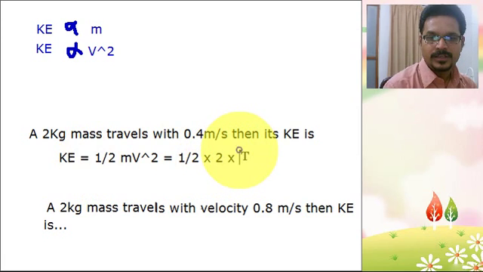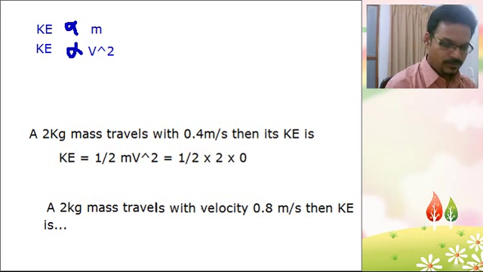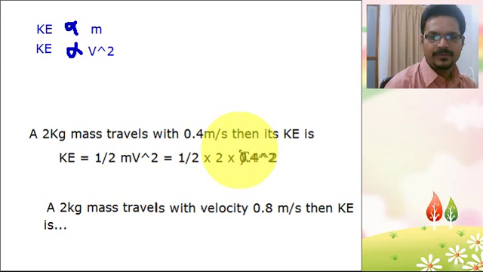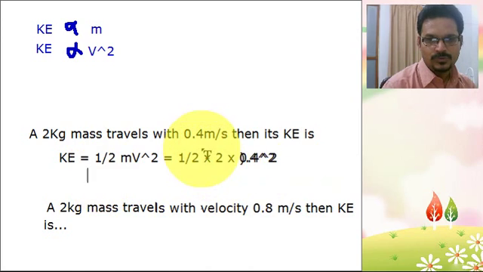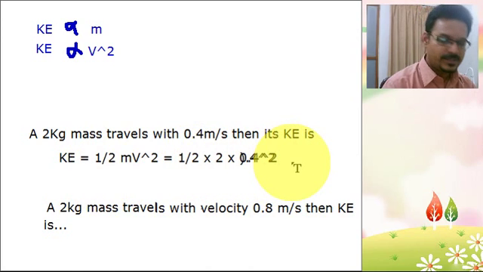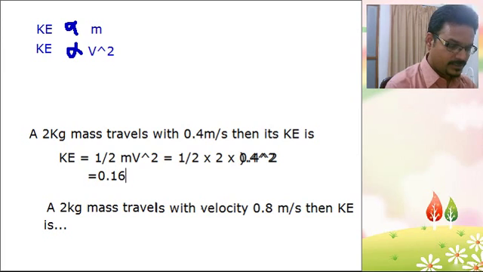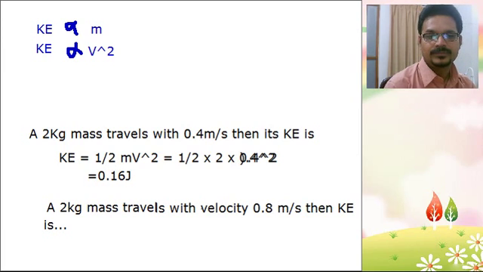So when you write 0.4 square, see this carefully. Now if you simplify this, the 2 will be cancelled. 0.4 square is nothing but equal to 0.16 joules. Okay. Now see one more example below.